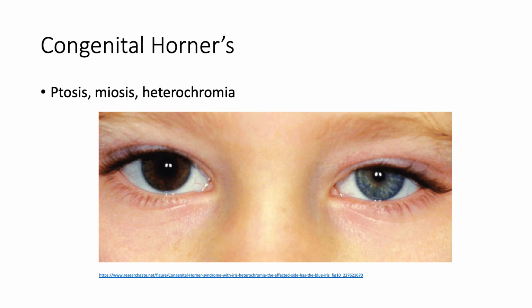So patients with a congenital Horner's that occurs before the age of 2 oftentimes have this heterochromia or difference in iris color. The iris of the affected eye is usually lighter in color, and you have to continue to think about things like we talked about, such as birth trauma, resulting in a brachial plexus injury, or possibly a thoracic and cervical neuroblastoma.